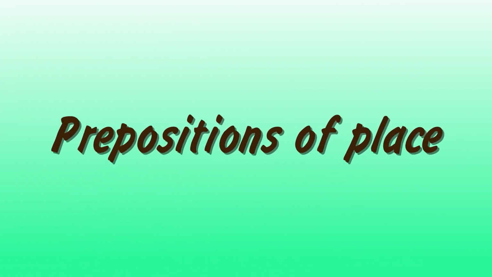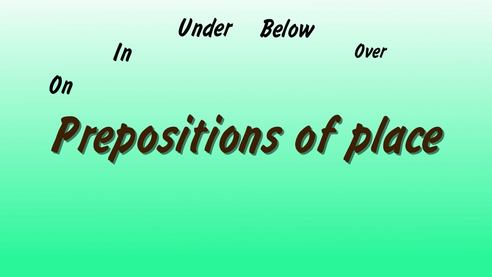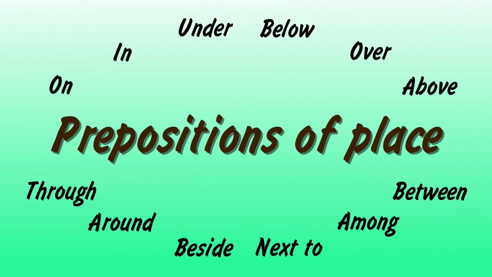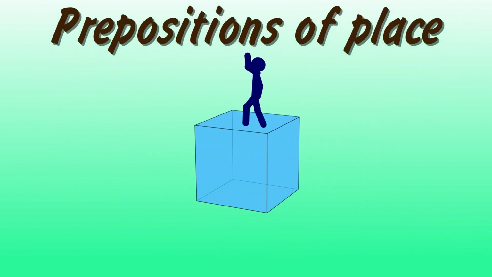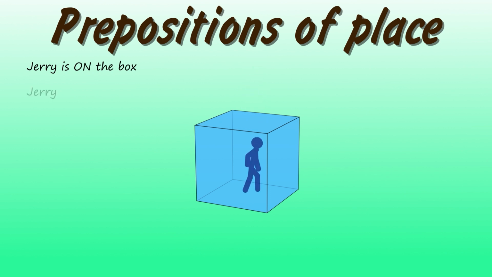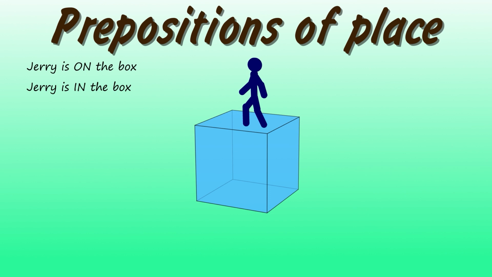Prepositions of place are essential for describing where things are located. There are a few basic prepositions we all need to know, and this video will help you learn them. So, this is Jerry. Jerry is on the box. Now, Jerry is in the box. Now, he's on the box. Easy, right?